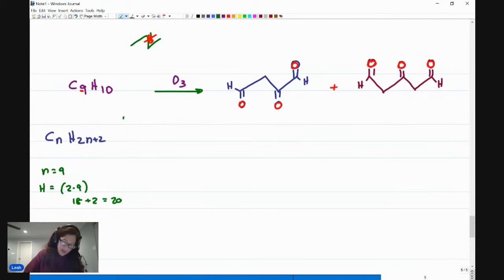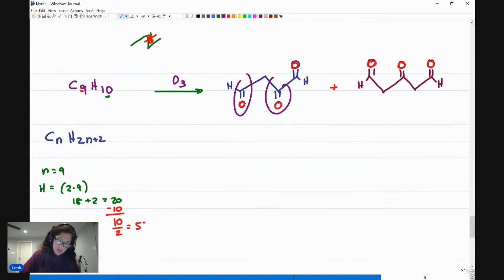I only have 10. So what does that tell me? The difference between 20 and 10 is 10. Each pi bond or ring is missing 2 hydrogens. So we divide by 2, and that means I have 5 degrees of deficiency. I have a combination of pi bonds and rings that add up to 5. So looking at this molecule, if these are my 2 products, then these are all pi bonds cut in half. I should have a total of 3 pi bonds. That means I should have 2 rings. That is how I get a deficiency of 5.